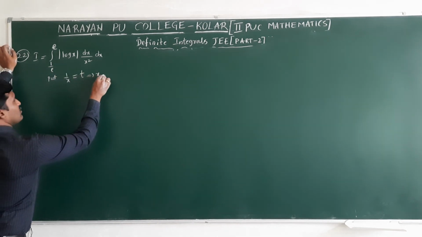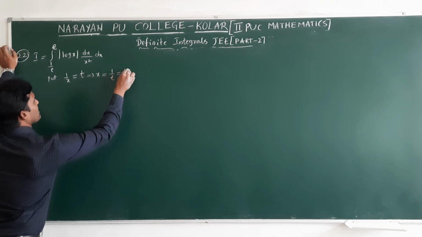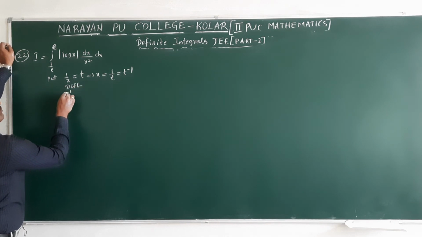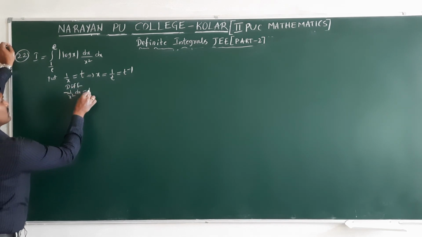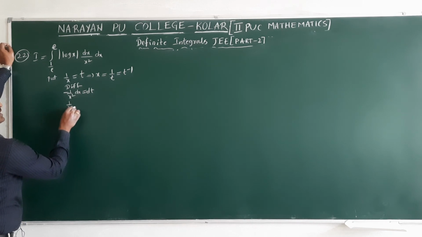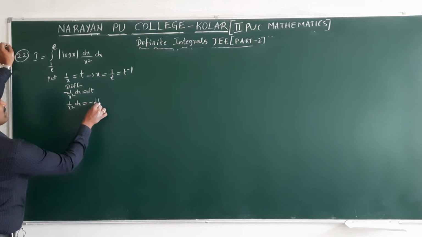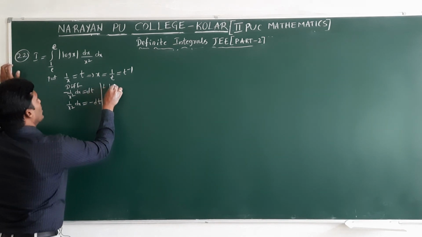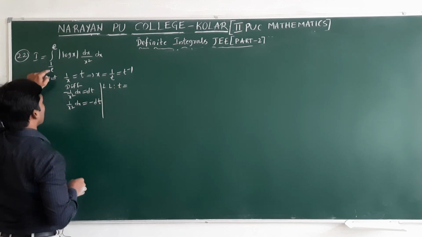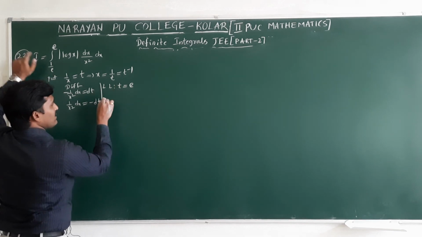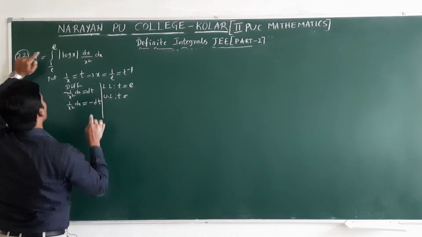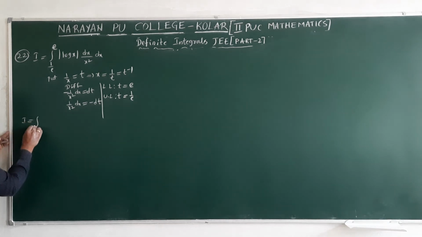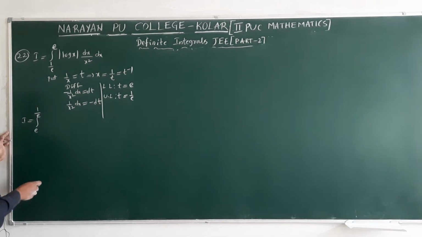From this x value, what will you get? X is 1 by t, that is t power minus 1. Differentiate this: minus 1 by x square into dx equals dt. Sending the minus to the right side, 1 by x square dx equals minus dt. Here we need to change the limits also. Lower limit: t equals, what is the lower limit? 1 by e. 1 by 1 by e, that is e. Upper limit: t equals 1 by e, you will get. Lower limit is e, upper limit is 1 by e.